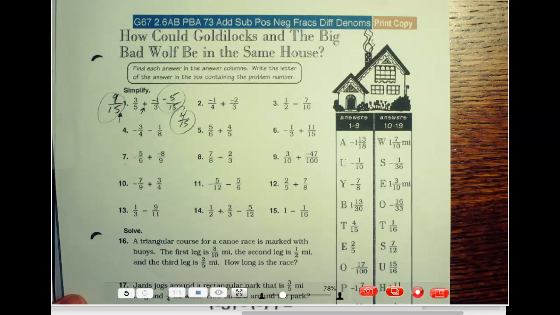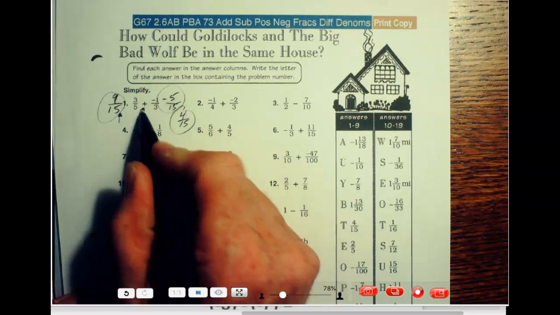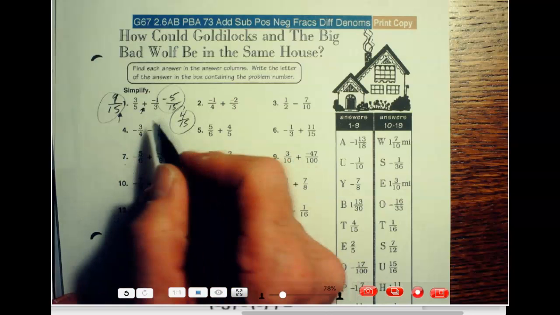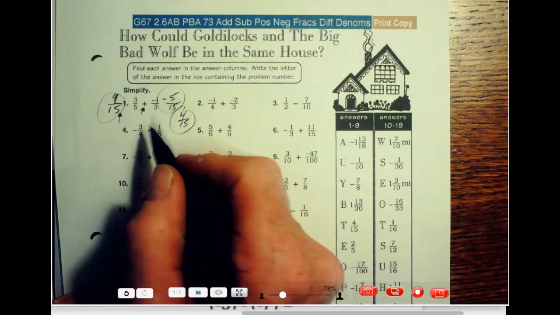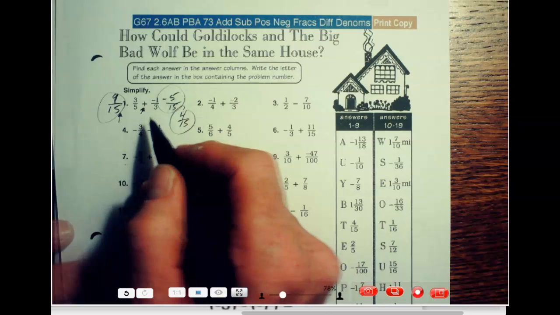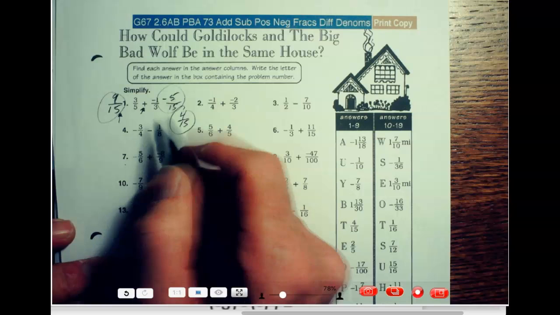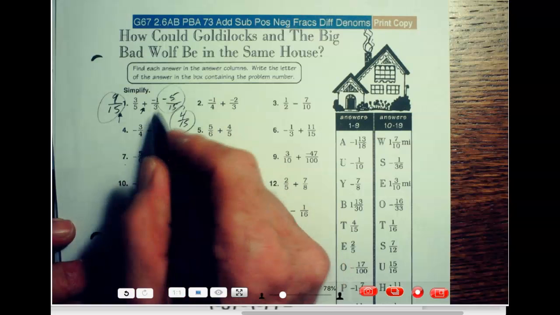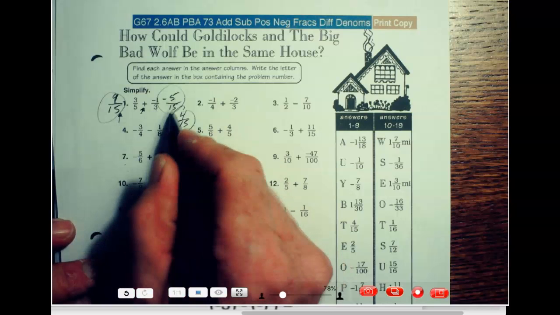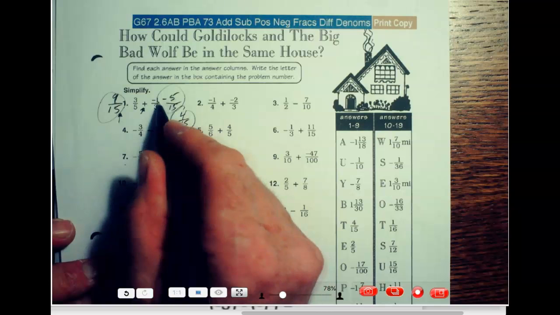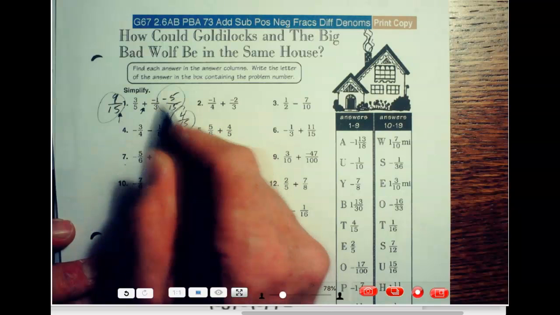I already kind of got this first one going for you here. When you add, you have to have the same denominator. If the denominator isn't the same, you have to find a common denominator. It's always best if you can find the least common multiple, the smallest denominator possible. In this case, that's 15. So I multiplied 3 times 5 to get 15. I multiplied 1 times 5 to get 5. Whatever you do to the bottom, you have to do to the top.